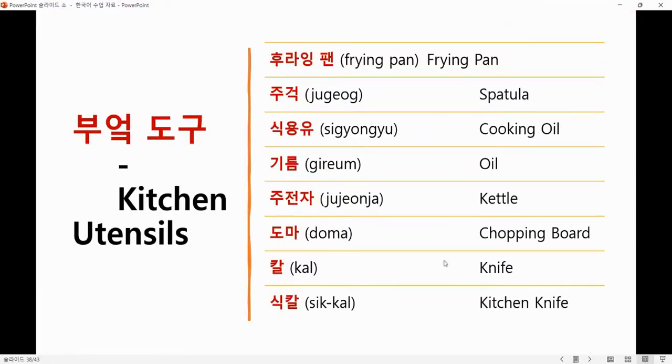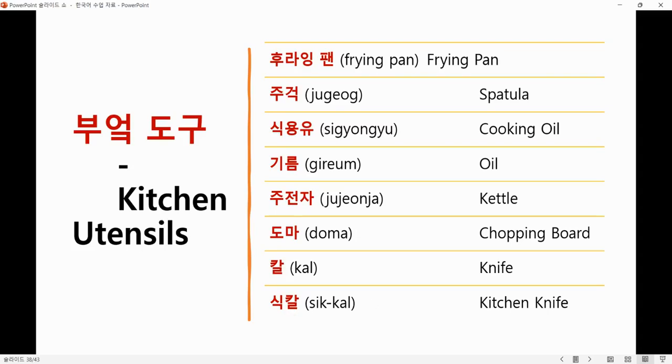About knife. Knife is 칼. 칼 is knife. A 칼 can be any kind of knife, but the one you use inside the kitchen is called 식칼. As I mentioned earlier, 식 means to eat. So knife that is used inside the kitchen is 식칼. So 칼 here can mean any kind of knife, even the sword, but 식칼 is the kitchen knife.